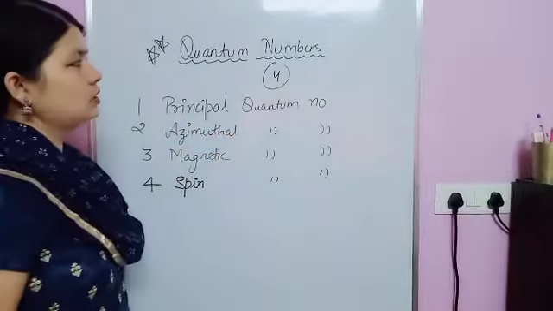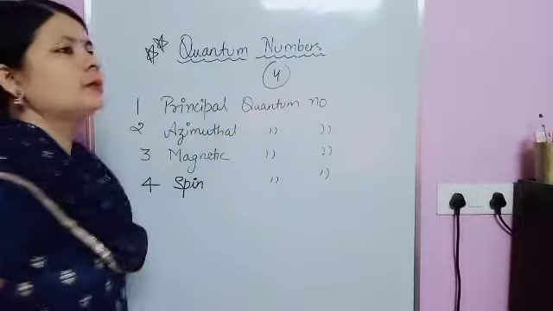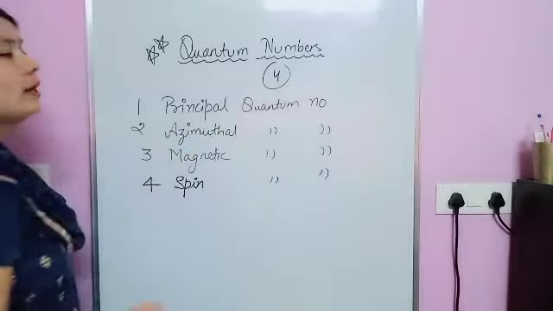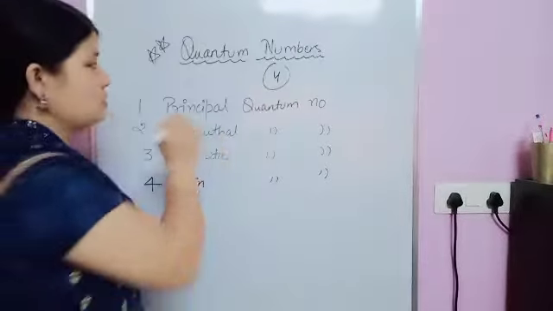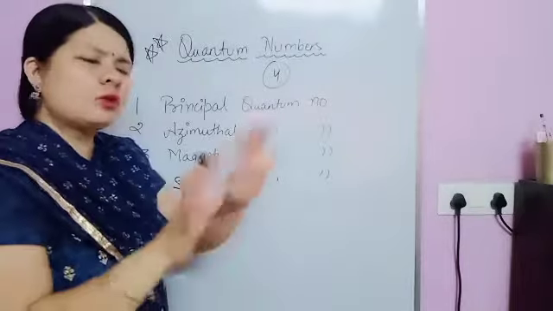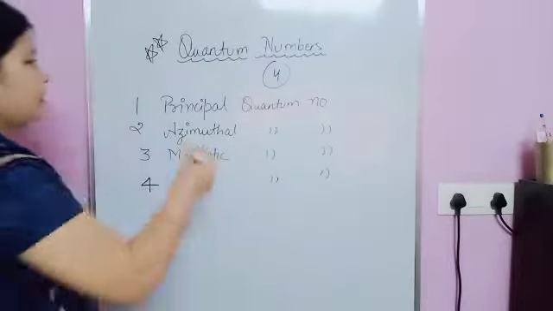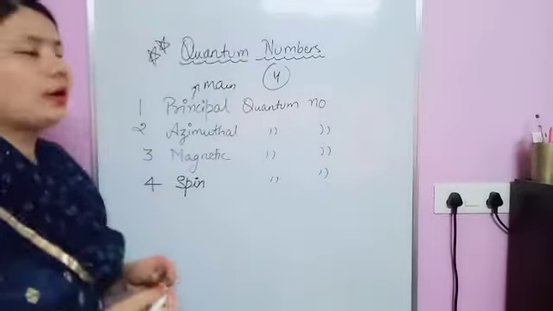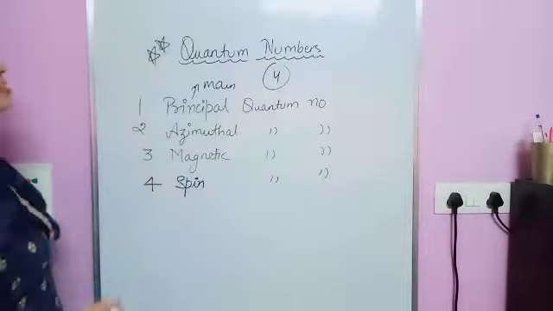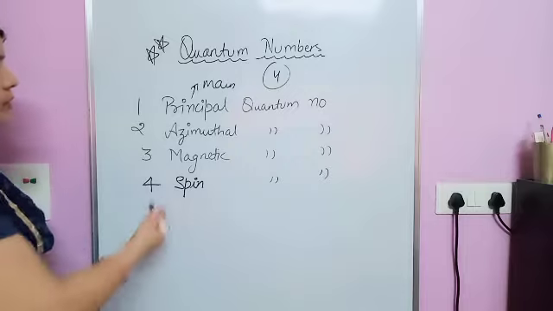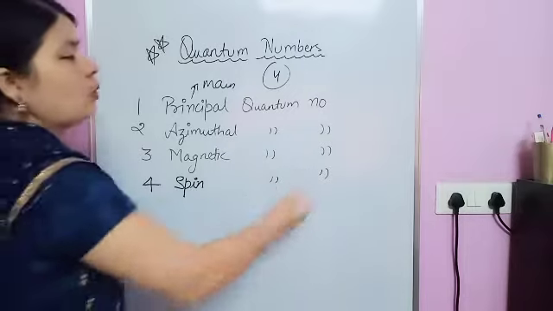That one is 4 numbers. That one is known as quantum number. First quantum number we have is the principal quantum number. Now remember one thing, principal normally means main. Here we are talking about main quantum number. Second one is azimuthal quantum number. Then third is magnetic quantum number, and fourth is spin quantum number.